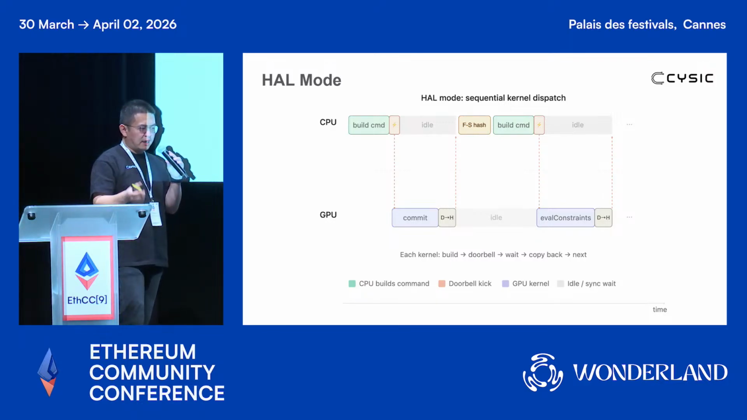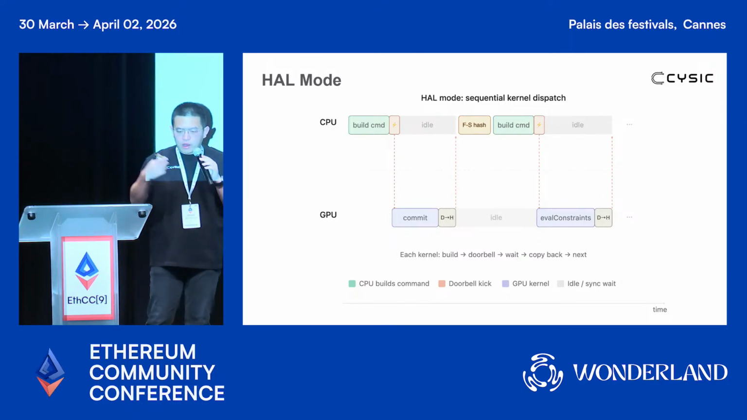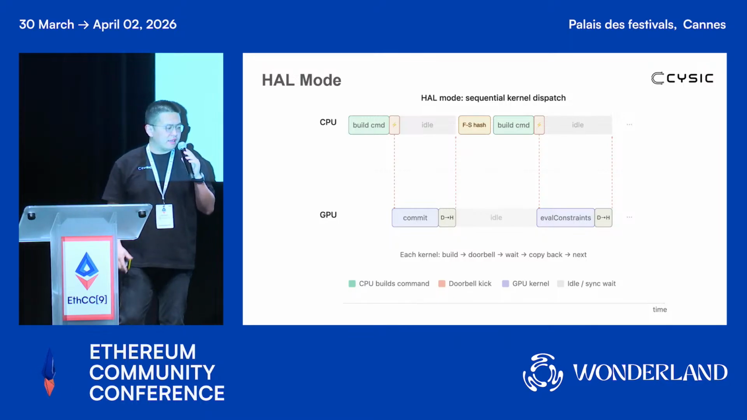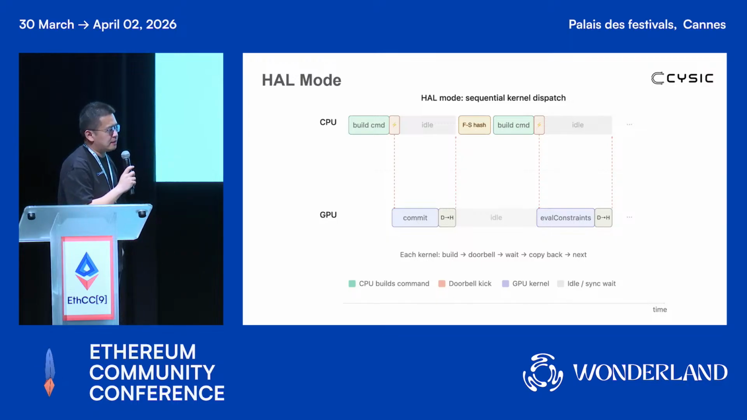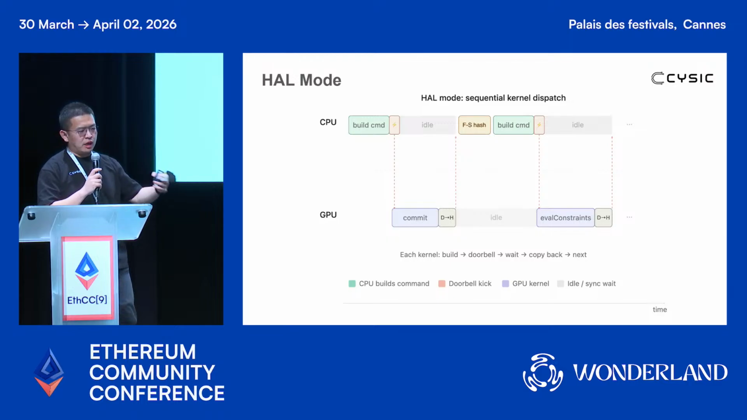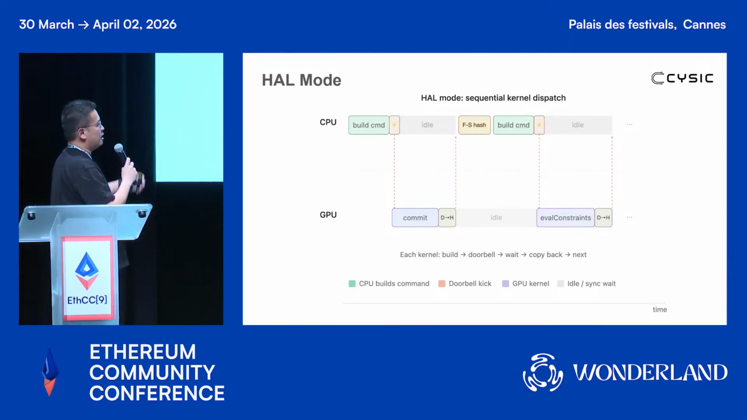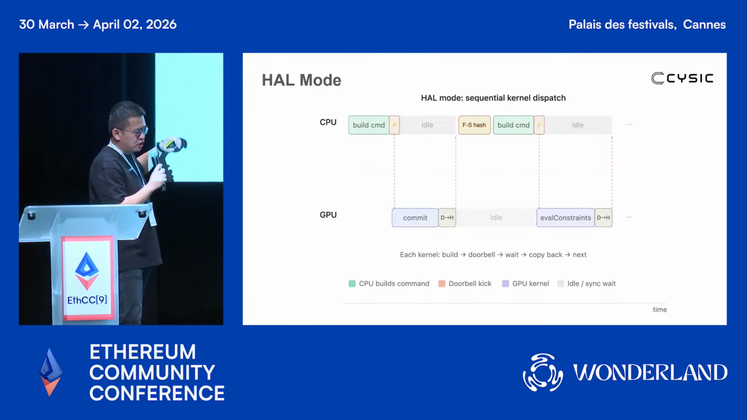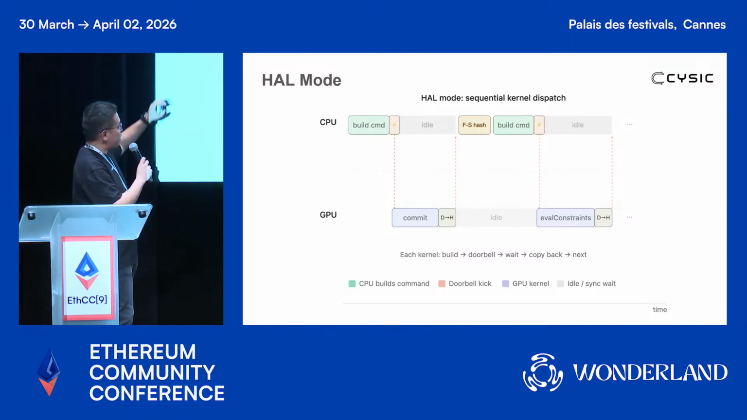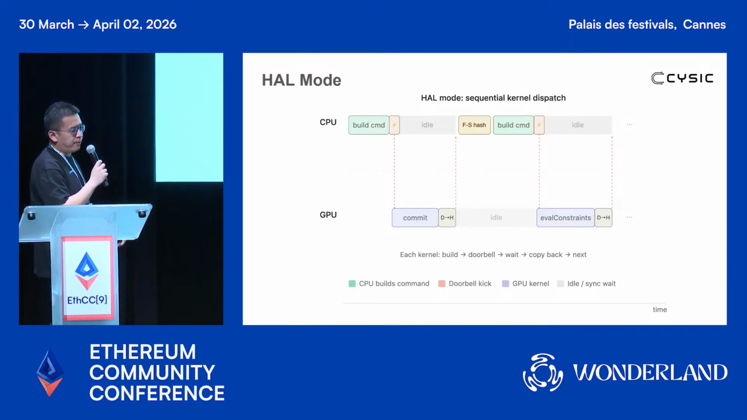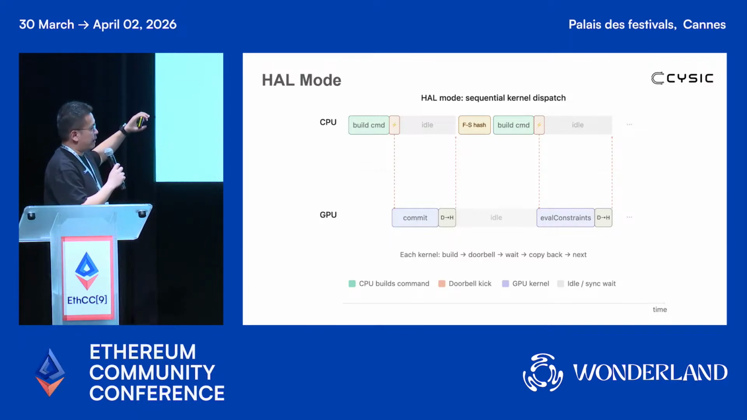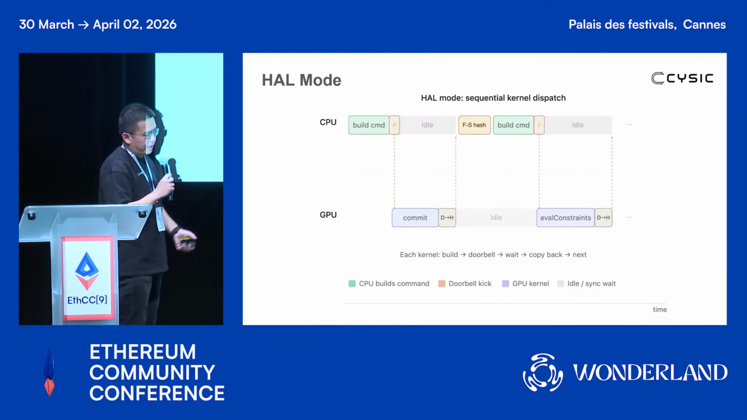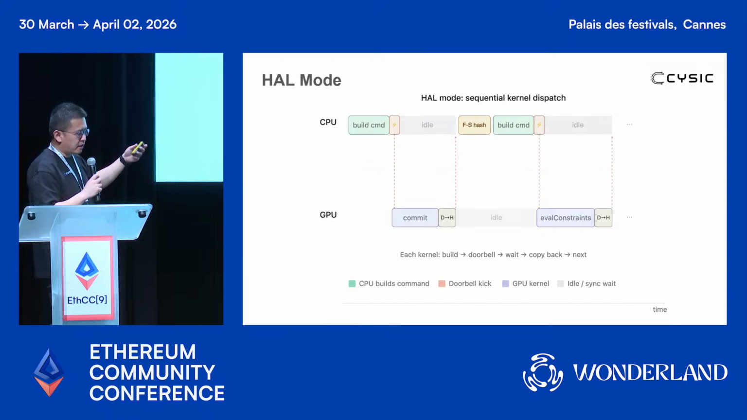If we want to use a picture to illustrate the process, we have the CPU, which will first run the build command. Then it will call the GPU to do a lot of things, such as doing the commitment, evaluating the polynomial, and evaluating the constraints. There will be some communication between the CPUs and the GPUs, since you will probably use the CPU to do the Fiat-Shamir hashing and other things. So it's a straight line, where each hardware does its corresponding job and they talk to each other. That's the HAL mode.